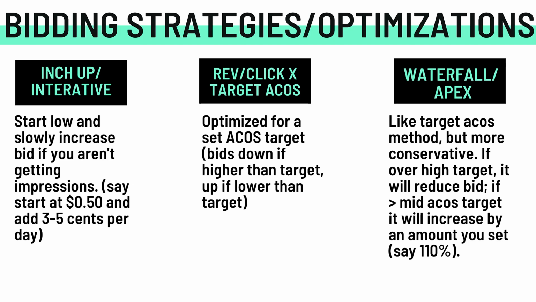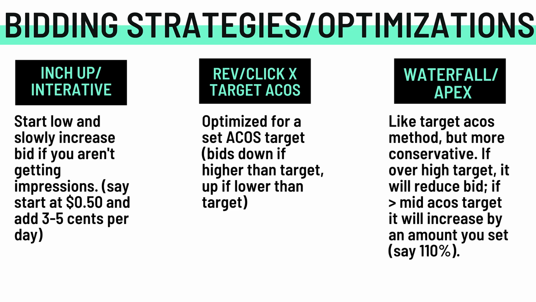So the first one is probably the most conservative, which is basically this concept of an inch up or an iterative bidding strategy. So this is where you basically start low and then you slowly incrementally work your way up in small increments until you kind of find that sweet spot where you're actually converting well for a word.